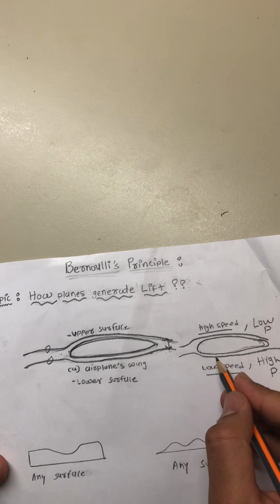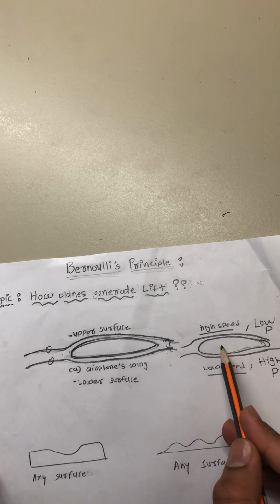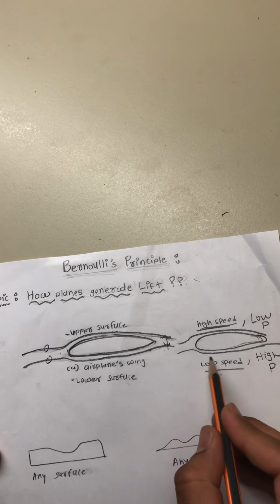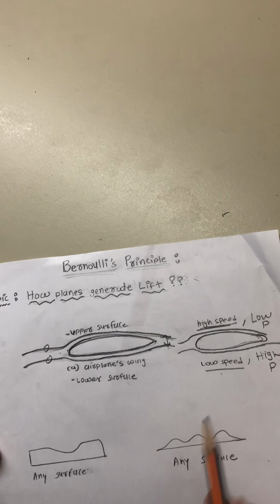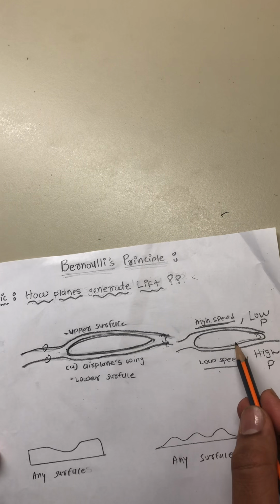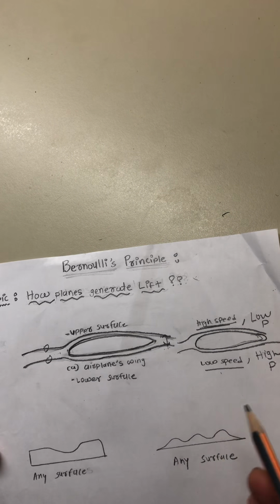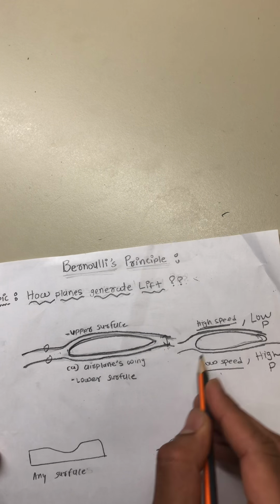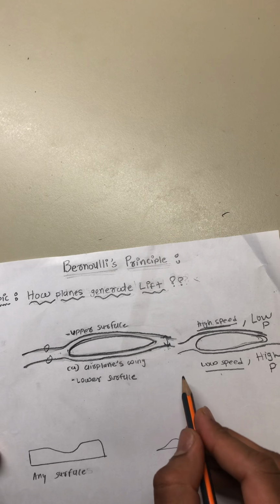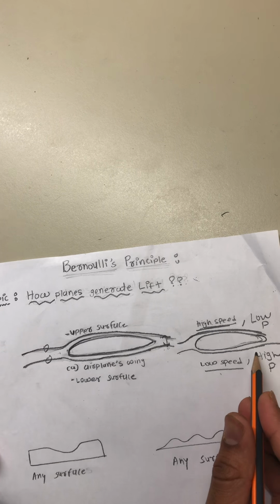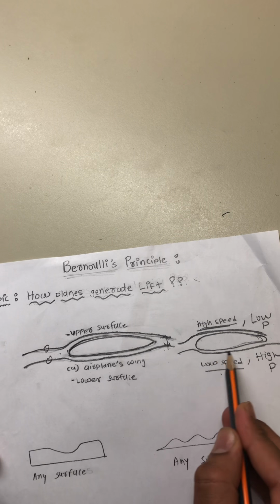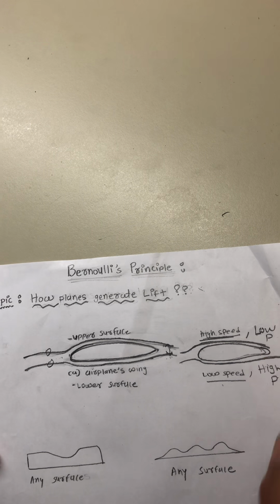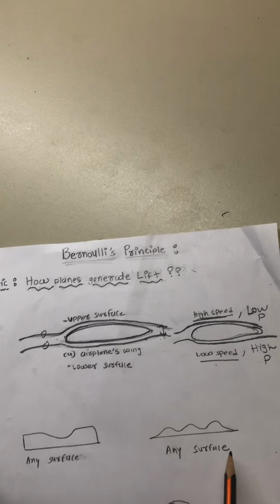here we have that the upper surface particles should have more speed or velocity than the particles on the lower surface. This means that according to Bernoulli's equation, there is less pressure at the top of the surface than the bottom. So here the particle will have higher speed because it has to pass a greater distance than the particle at the lower part of the wing, which will create low pressure at the top of the wing and high pressure at the bottom of the wing.